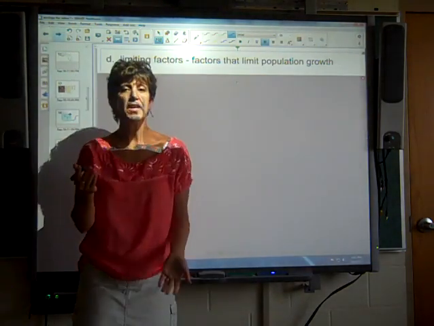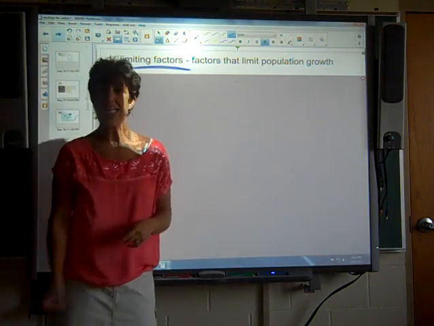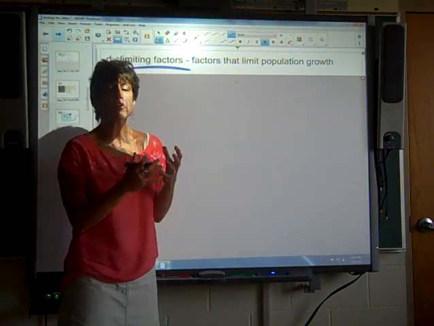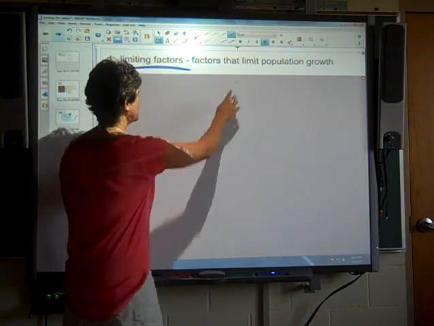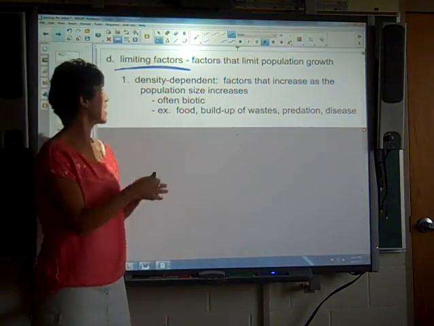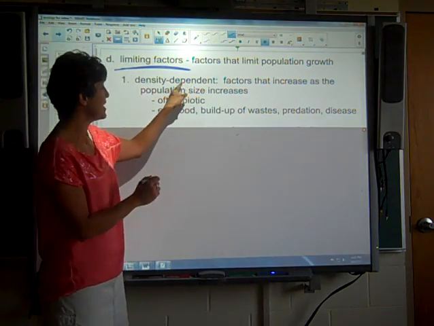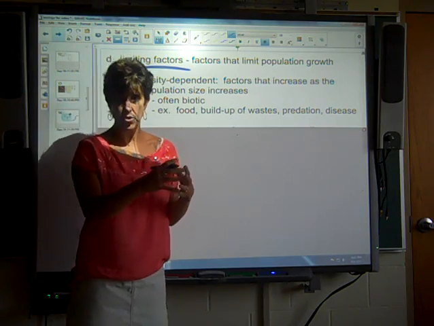All right. When you think about resources, you can't help but think about this. I'm sure you recognize that. Limiting factors. What are those things that limit how big your population can get? There are two types of limiting factors that we talk about. Density dependent. Density dependent means it matters how many organisms you have.